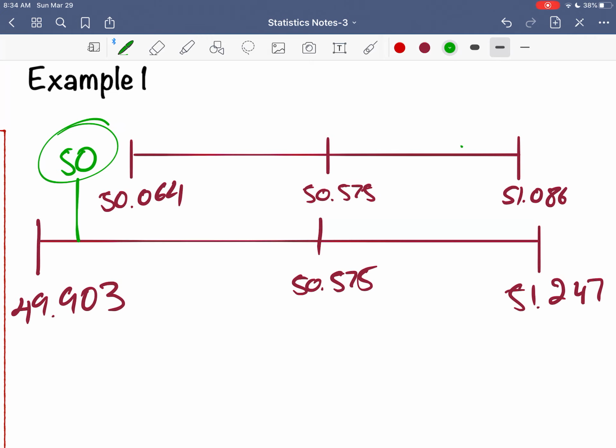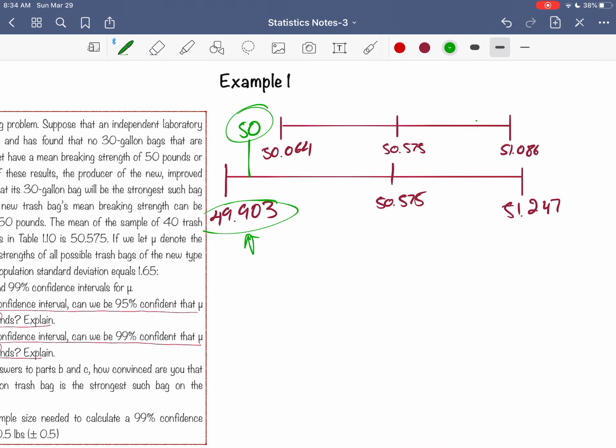Now at the 99% confidence level, things change because you could see that 50 actually falls within the confidence interval. Because it falls within the confidence interval, we cannot be sure that the strength of the bags is greater than 50, because obviously the bags could hold 49.9 pounds, which is less than what we want. And so this is a possibility. And because it's less than 50, then we can't really be sure. So at the 99% confidence, no, we are not confident that the strength of the bags is at least 50 pounds or more.